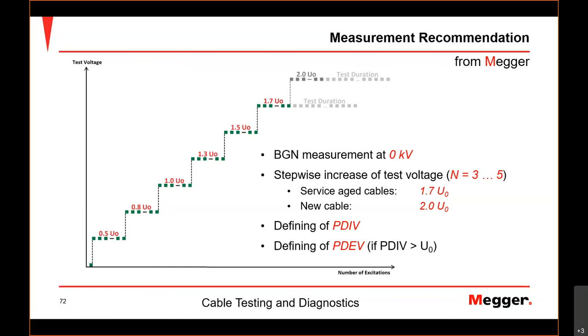You could go up to 2 times phase to ground. 1.7 is kind of a magic number, because if one phase falls to the ground, the others could be raised to 1.7, and you want to make sure that even in that case, that might be standing there for minutes or longer, you don't start partial discharges and you don't do damage to your cable. Your joints and terminations should hold 1.7 times phase to ground without partial discharge.